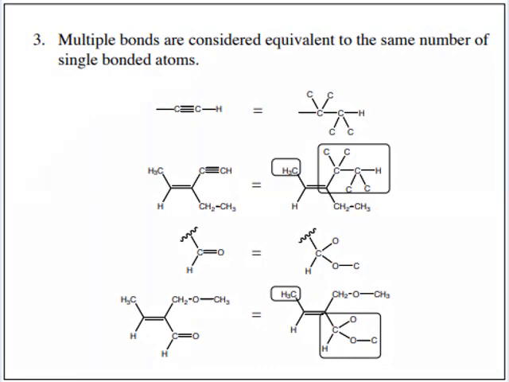In the Cahn-Ingold-Prelog sequence rules, multiple bonds are considered equivalent to the same number of single-bonded atoms. For example, a triple bond is considered equivalent to having 3 bonded carbons, and a carbonyl oxygen is considered equivalent to having 2 bonded oxygens.